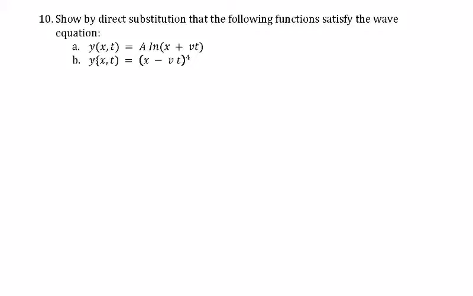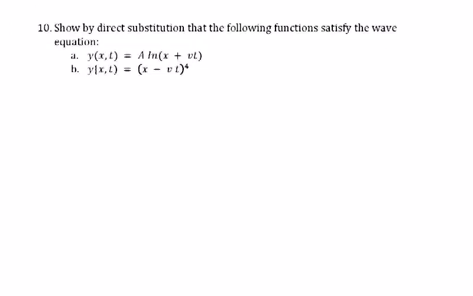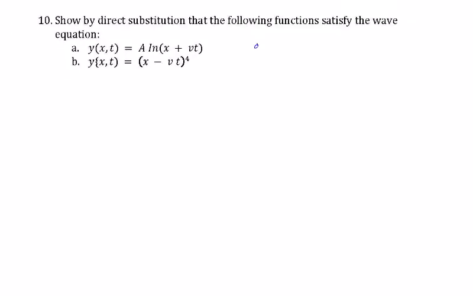Let's show that these functions satisfy the wave equation. For that, let's recall what a wave equation is. That's the second degree partial derivative of the function by x that equals 1 over v squared, the second degree partial derivative by t. Let's call this equation 1 and start taking the partial derivatives for y.